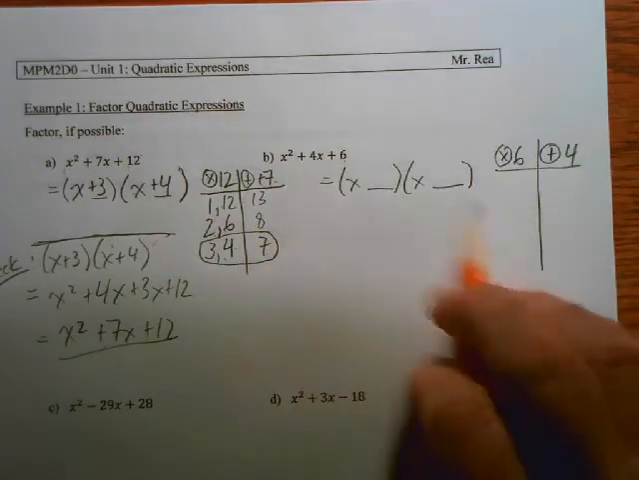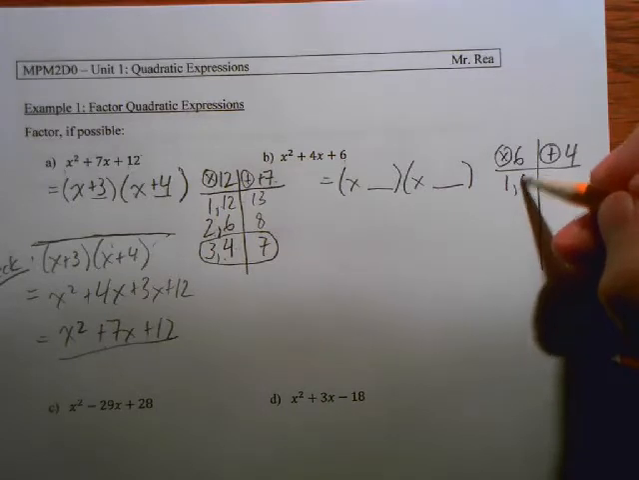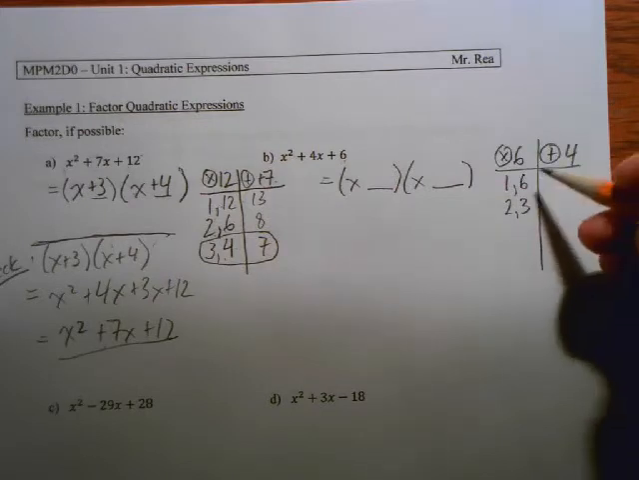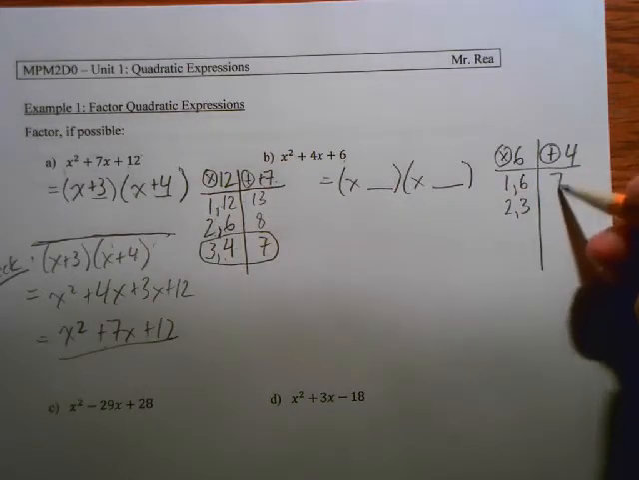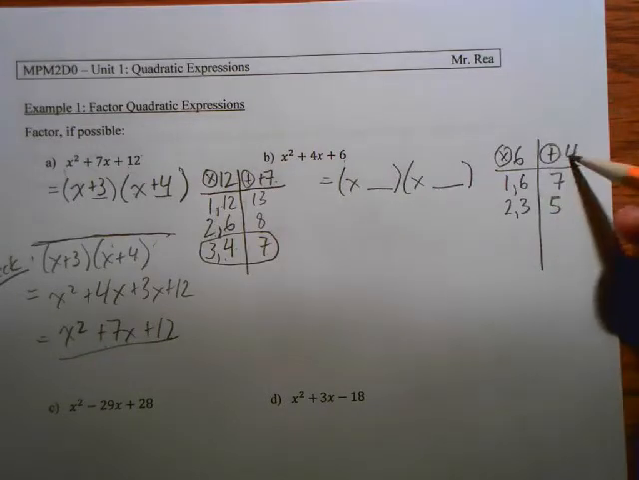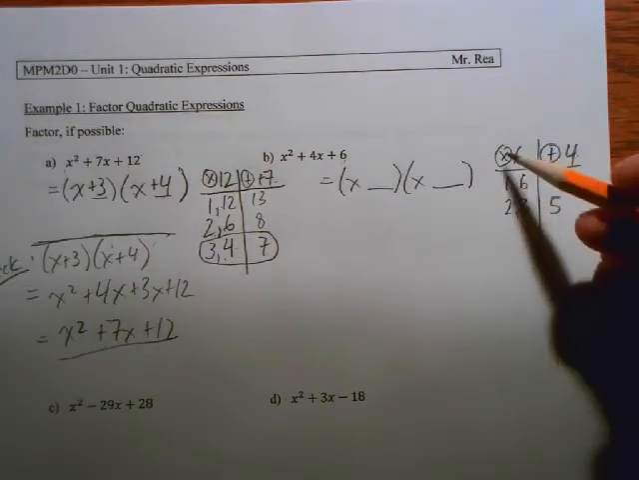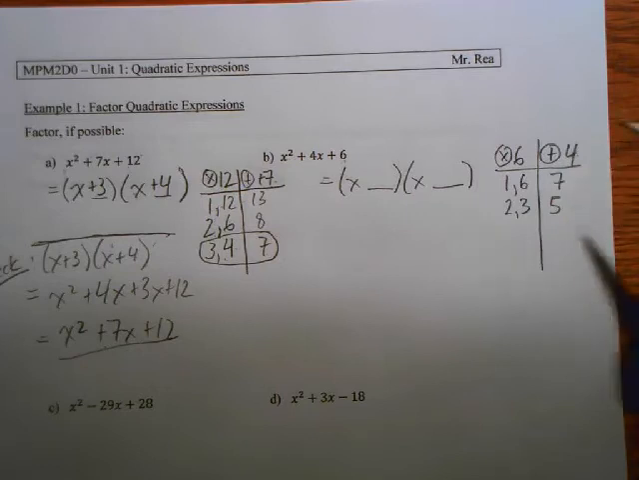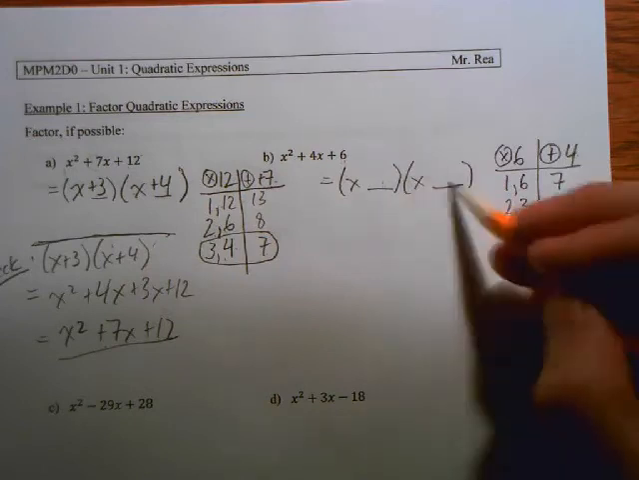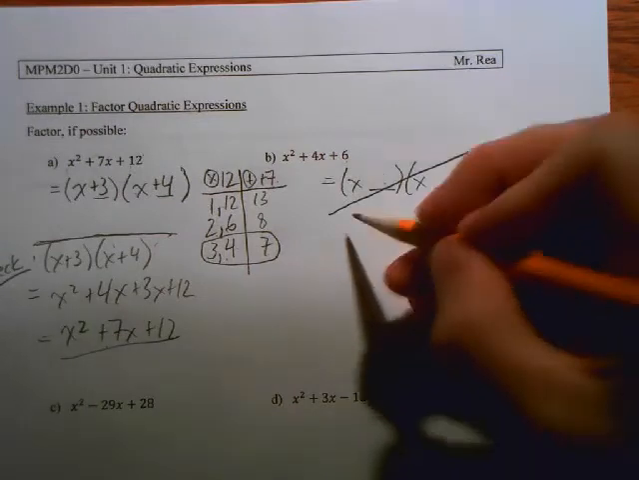Okay, so again, I'm going to put the factors of 6, and it's really just 1 and 6 and 2 and 3. Those are the only two factors. So when I go to add these up, I get 7 and 5. But wait a minute, I was looking for 4. The fact that I can't get two numbers that multiply to 6 and add to 4 tells me these two numbers don't exist. So if they don't exist, this is not factorable.